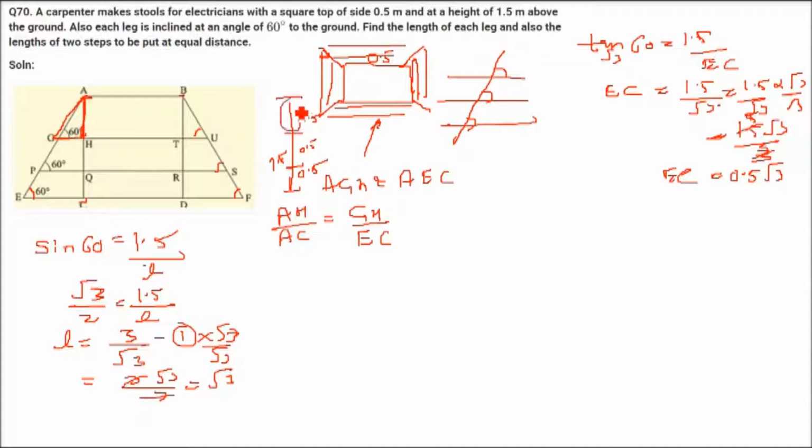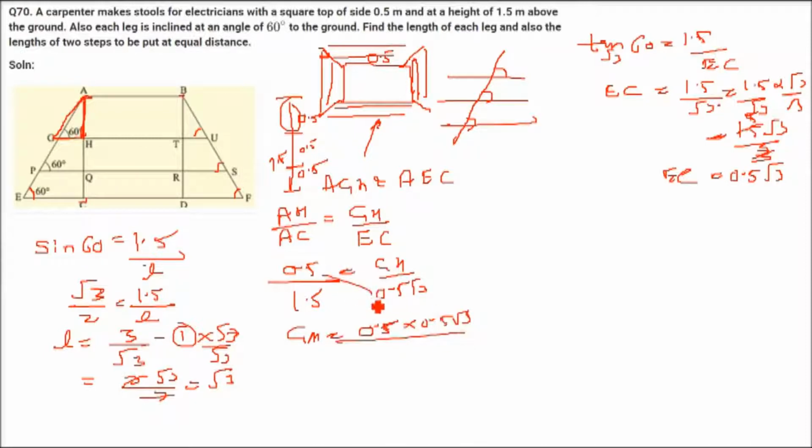Okay. Now AH, as I said, is 0.5. So 0.5 by AC, which is 1.5 whole, equals GH by EC. We don't know GH, but EC we know is 0.5 root 3. So GH will be equal to 0.5 into 0.5 root 3 by 1.5, cross multiplying. But if you see, this GH and this GH and this TU are same by similarity. So I have to multiply it by 2.